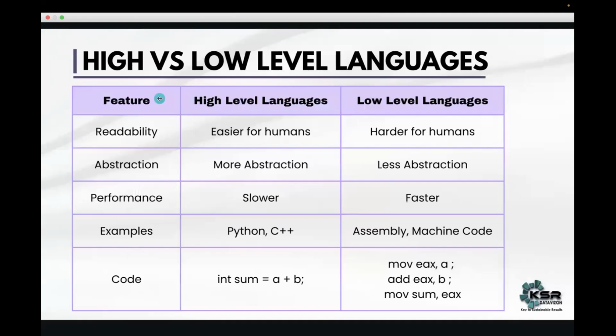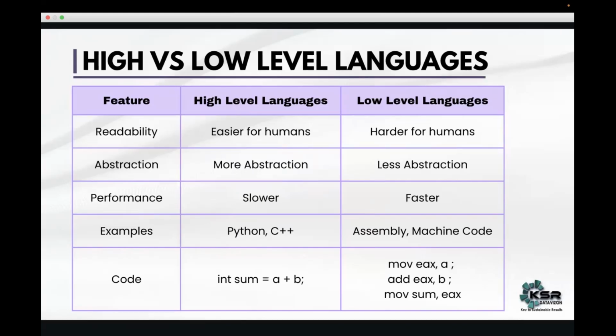Okay? So the readability part we have already seen. High level languages are easier for humans. Low level languages are harder for humans to understand. Why? Because high level languages have more abstraction. So the more it is abstracted, the easier it is to understand.